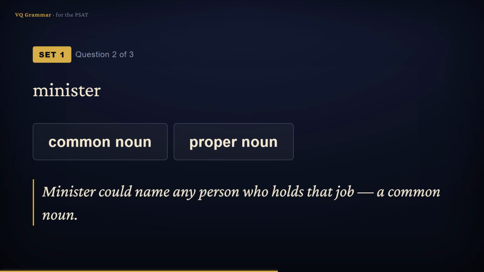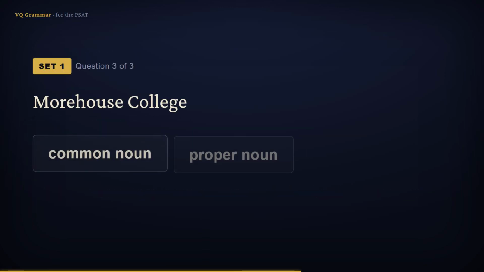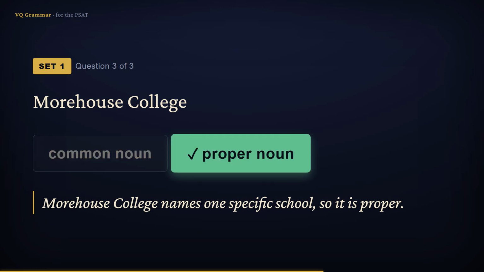Minister. Is this one particular person or any person with that job? A minister could be anyone who holds that role. It names any one of a kind, not a particular person, so it stays lowercase. So the answer is common noun. Morehouse College. Is this any college or one particular college? Morehouse College is the name of one specific school. It names a particular one, so both important words are capitalized. So the answer is proper noun.